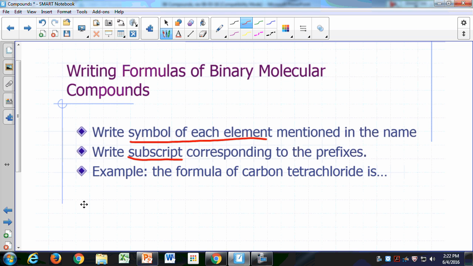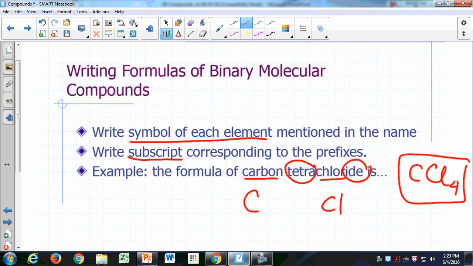So we got here, for example, carbon tetrachloride. How do I know this is binary molecular? I got 2 elements, carbon and chlorine, and I can see that the chlorine ending has been changed to "ide." So this is carbon, this is chlorine. What's the prefix for carbon? C. There's none, so the subscript is implied to be 1. I don't write a subscript of 1. What's the prefix for chlorine? Tetra. Okay, so the formula then is CCl4. Carbon tetrachloride is CCl4.